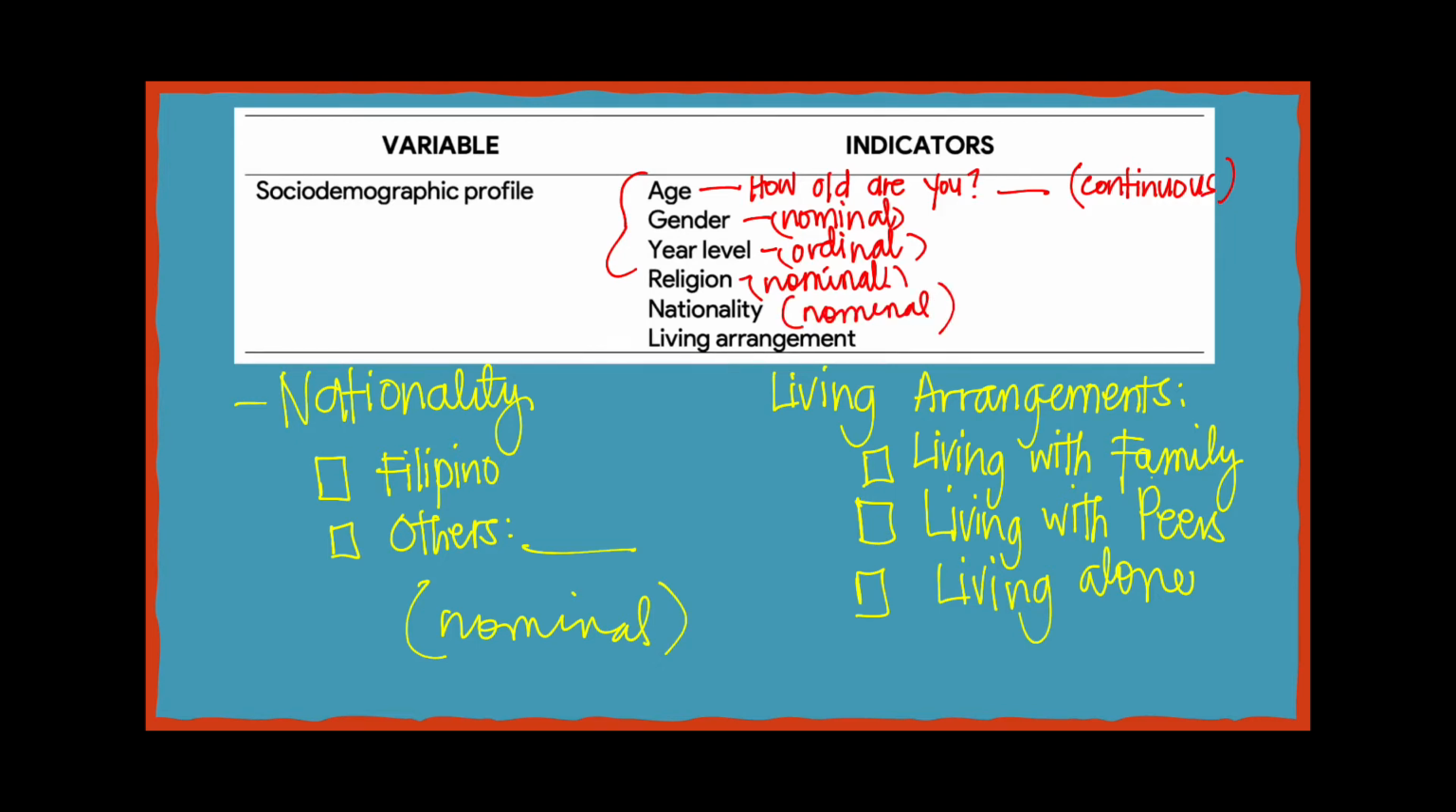And then we have living arrangements, and for living arrangements, the choices that I made for this specific question is whether they're living with family, living with peers, or dorm mates or classmates, and living alone. And since again these are named variables but they aren't arranged in a low to high value, or they're not ordered, this is also a nominal variable. So we already have a complete assignment for all of our indicators under social demographic profile.